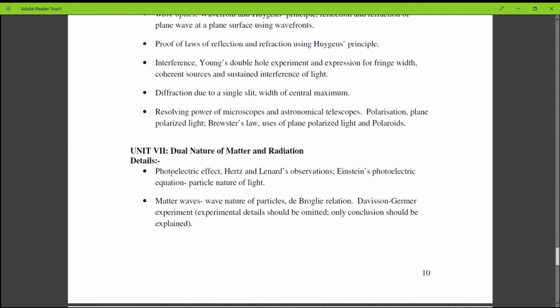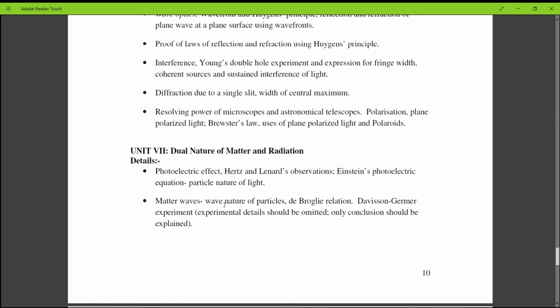Then unit 7, dual nature of matter and radiation. Dual nature means the particle nature and wave nature. First topic is photoelectric effect, Hertz and Lenard's observations, Einstein's photoelectric equation, particle nature of light.